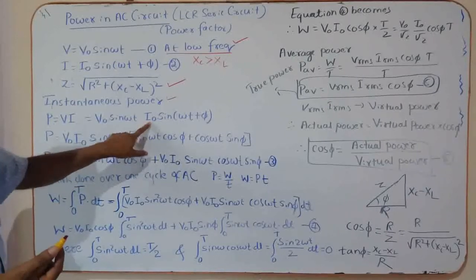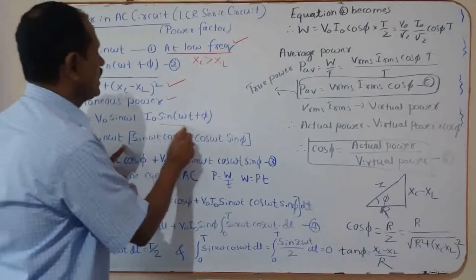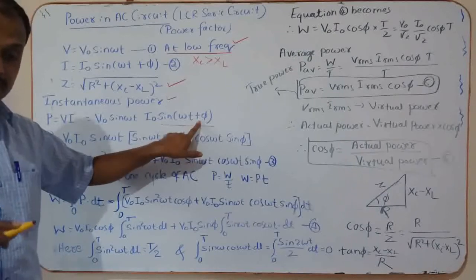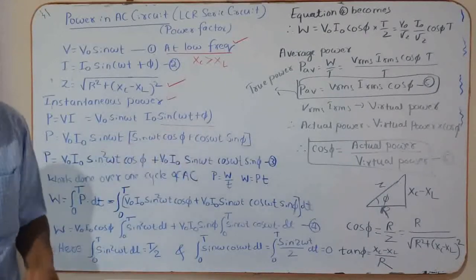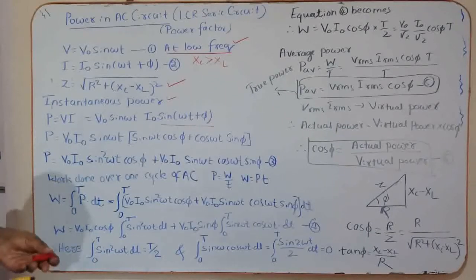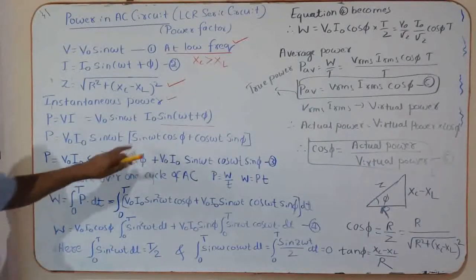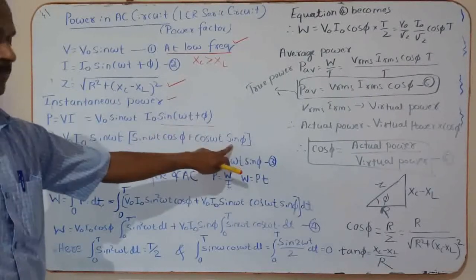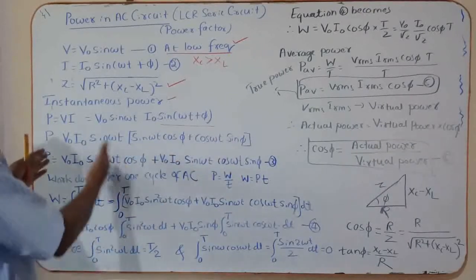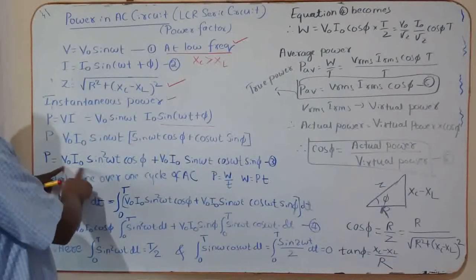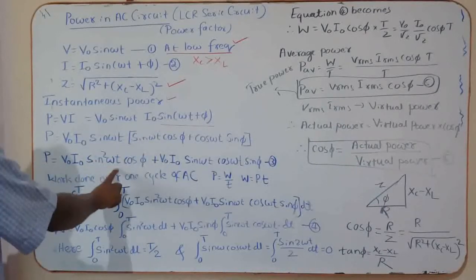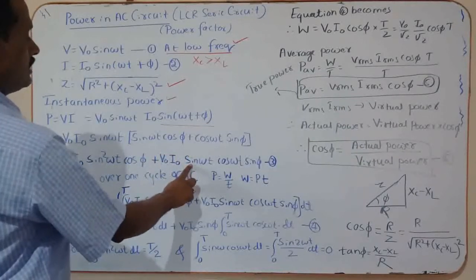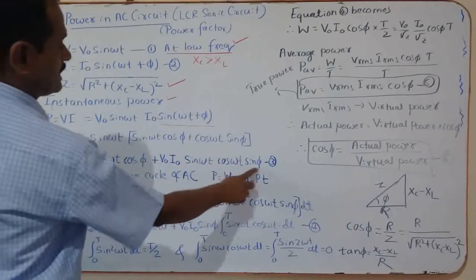V0 into I0 sin omega t, and the remaining sin(omega t plus pi). Sin(omega t plus pi) is like sin(a plus b), which is sin a cos b plus cos a sin b. So we get sin omega t cos pi plus cos omega t sin pi. Now multiply this: P is equal to V0 I0 sin squared omega t cos pi plus V0 I0 sin omega t cos omega t sin pi.